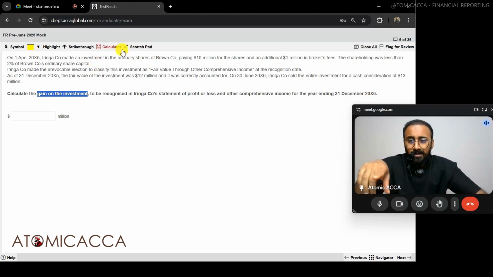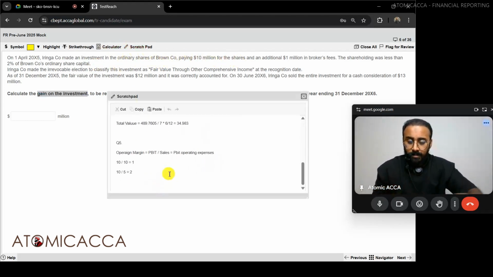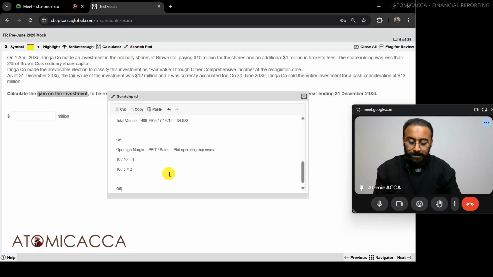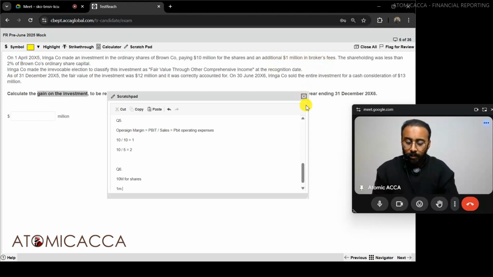Iringa company made an investment in the ordinary shares of Brown company, paying 10 million for the shares. This is question number 6. Okay. So they paid 10 million for shares. So this is a share investment, for shares, and an additional 1 million in broker fees. 1 million broker fee. Okay. The shareholding was less than 2% of the ordinary share capital.